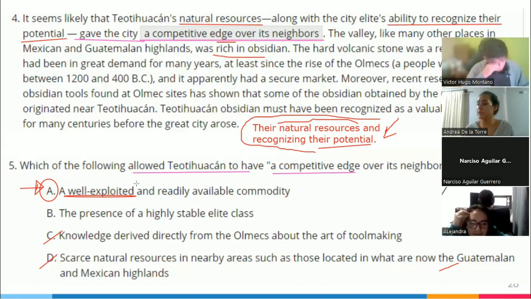No questions? Is everything clear? Do we all get why A is the correct answer? 100%? Let me know, guys, if there was something that wasn't clear. All right, that's great then.